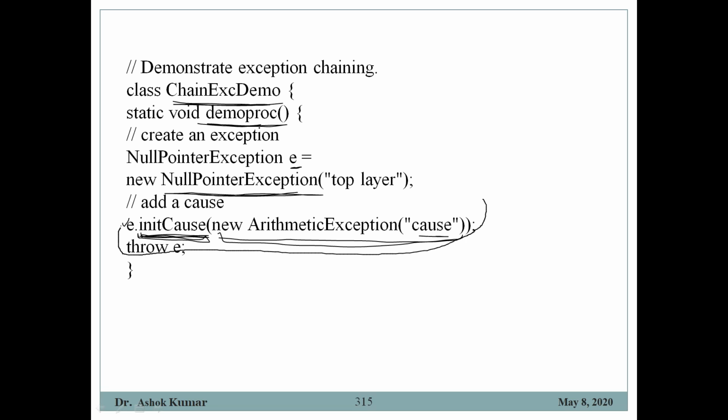We are creating the exception object here, and we have created exception objects many times. We discussed it. To assign the reason to an exception you can use initCause, and then we are throwing the exception using the throw e statement. So throw is the keyword, and we are throwing the object e. And this we are calling in main. So we are calling demoProc over here.